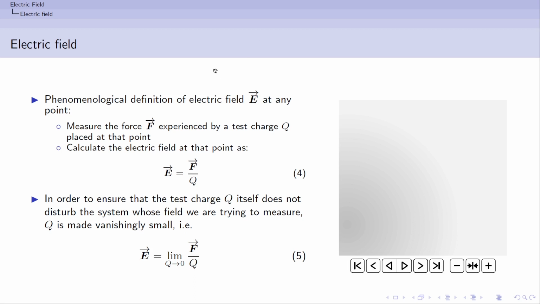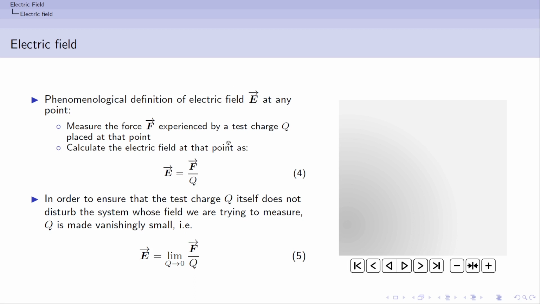Okay, so what will happen if instead of using me as a test mass, I use something like the moon itself as a test mass? In that case, the mass of the moon is comparable to the mass of the Earth, so the position of the Earth is going to change. So I will not really get an accurate measurement of the field.